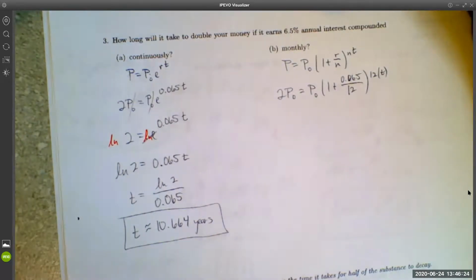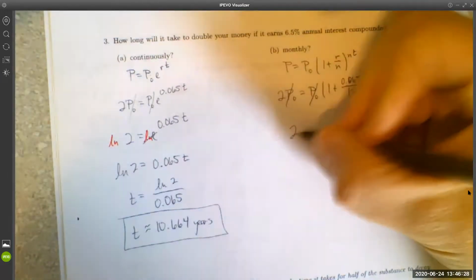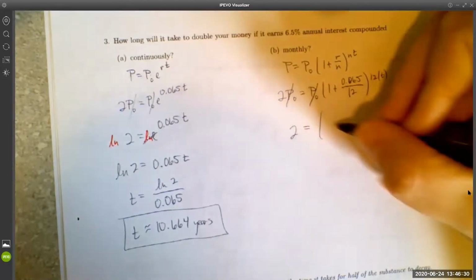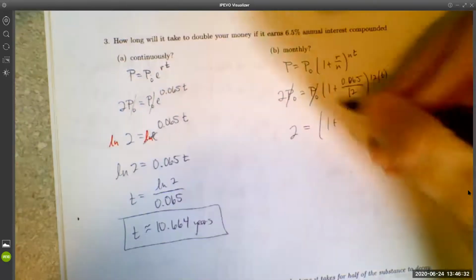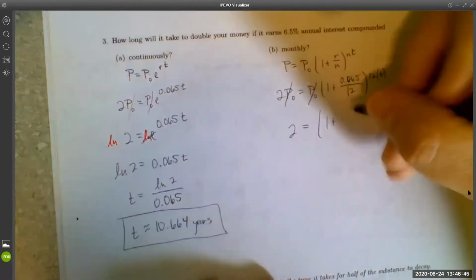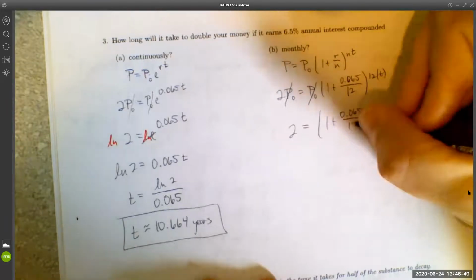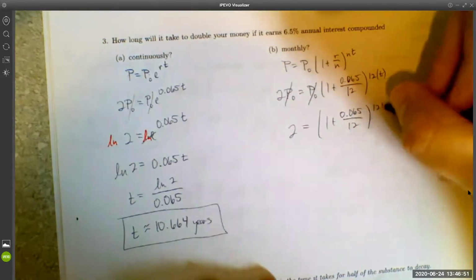Once again, the P naughts cancel. We get the statement 2 equals 1 plus, actually, maybe I can plug this into my calculator. 0.065 divided by 12? No, that's not a very nice answer. So I'm just going to leave it in its long form: 2 equals 1 plus 0.065 over 12, to the 12t.